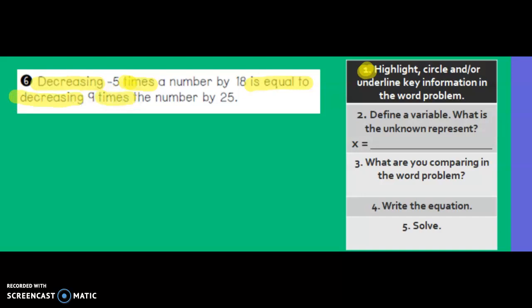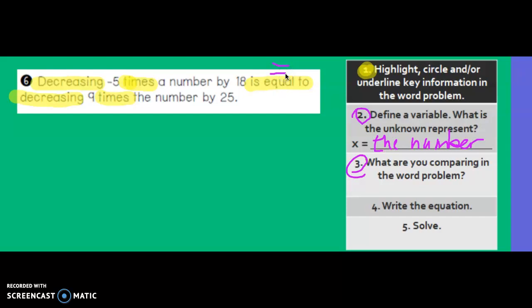So now we're going to go ahead and define the variable. What is it exactly that we do not know? Well, we do not know the number. So x is going to equal the number. Step number 3, what are we comparing? We know we have is equal to, so we're going to have two things that are equal to each other.